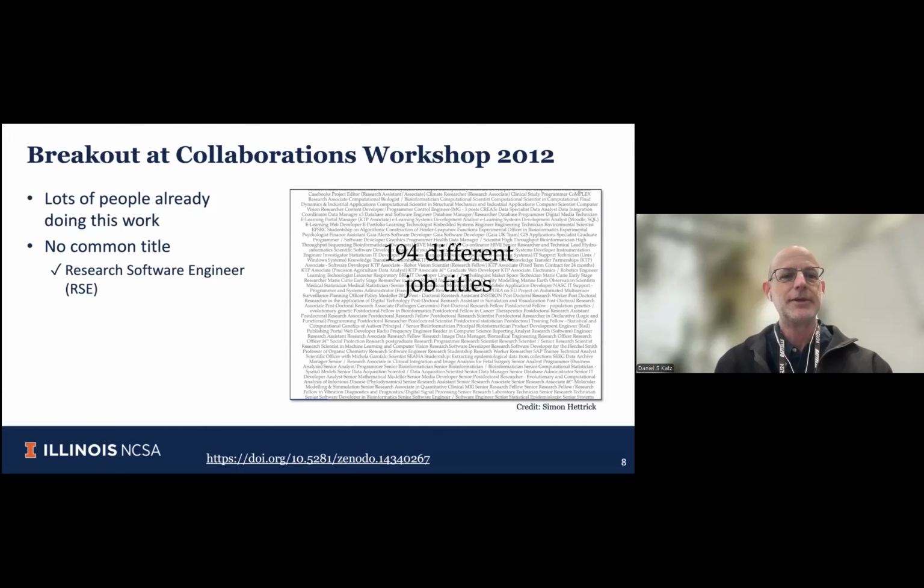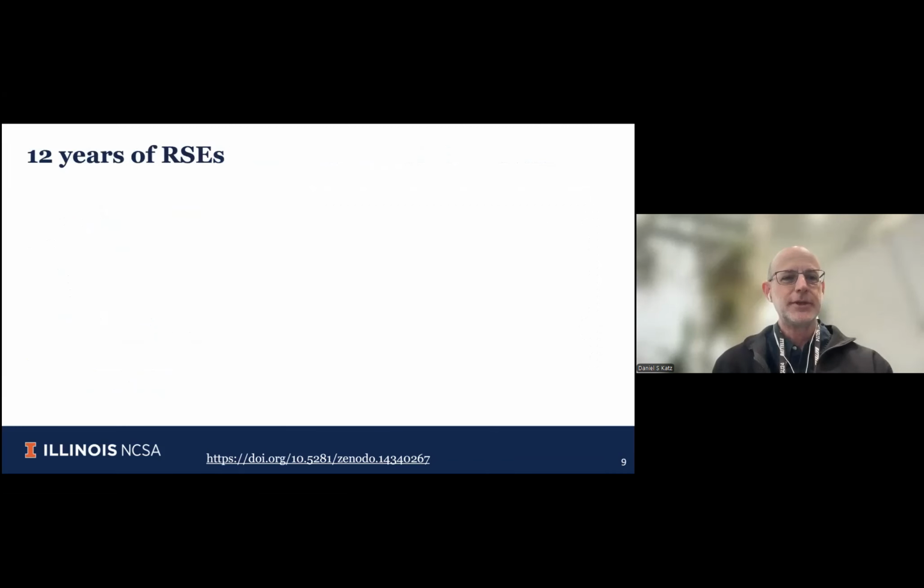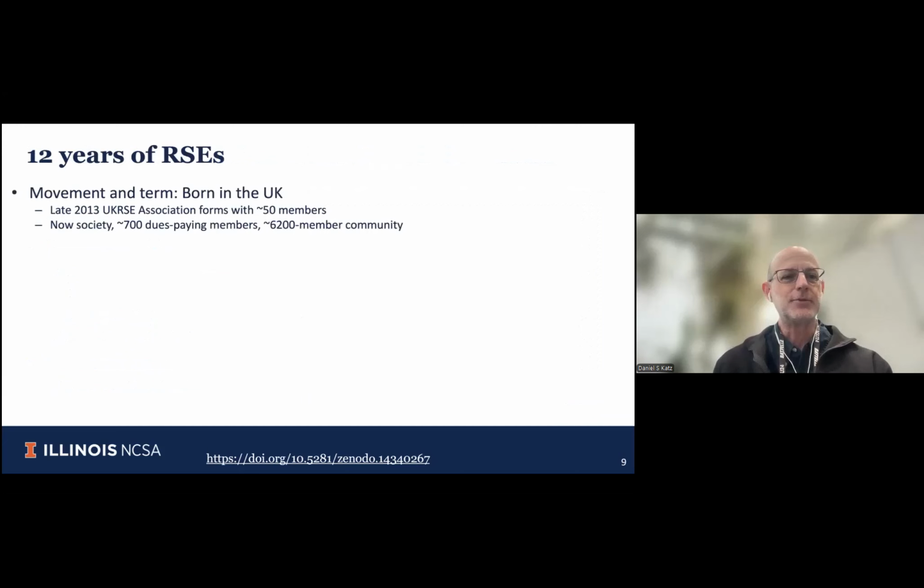And so they agreed that they would come up with a common title and came up with research software engineer. Not that it's necessarily the best thing, but it's something that everybody agreed on and wanted to join together with. And they realized that there was no community, so they started associations and societies. And they realized that this wasn't considered a profession, and so they started building career paths and structure. So 12 years later, we have this movement in term research software engineering, research software engineers, born in the UK.